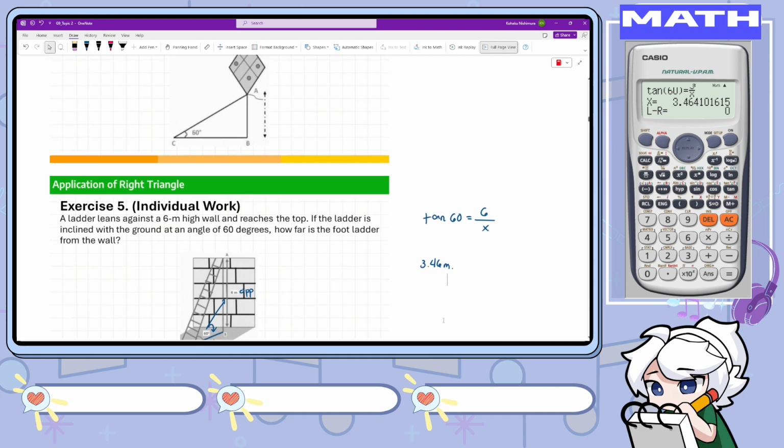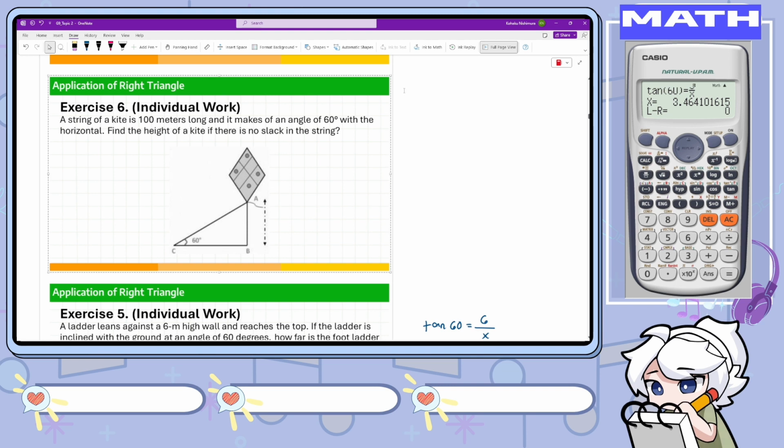So easy, right? Once you get the hang of it. Now, again, a string of a kite is 100 meters long. So meaning, in a real life sense, this is the string, that one that I just drew. So this is 100 meters, and it makes an angle of 60 degrees with the horizontal.